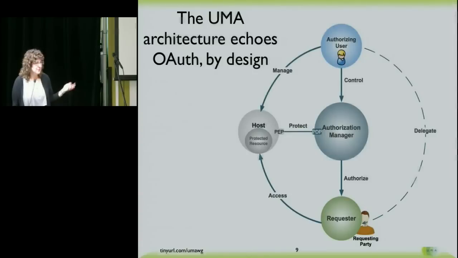Protecting any number of protected resources at hosts, and those resources can be web APIs or just URLs that take you to HTML, whatever it is, or maybe it's identity claims. And so the user will be managing that information as they would. If it's photos they're protecting, that's the photo site that they like to manage their stuff at. And then you've got requesters.